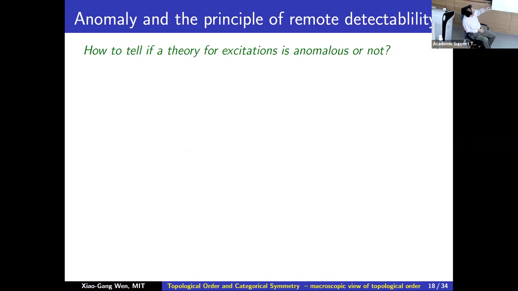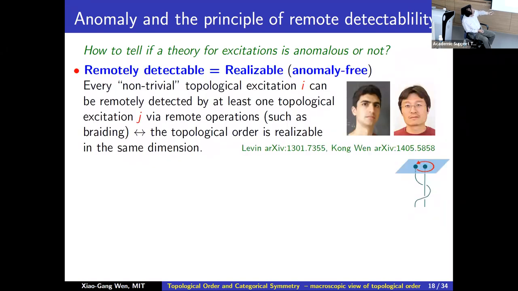So this is really trying to say there's another requirement I didn't put in: the topological excitation should be detectable remotely. In a reasonable realization, this topological excitation should be detectable remotely. If that happens, it can be realized by a lattice. If not, then it is not realizable by a lattice. So in a sense, one way to probe remotely is braiding: one particle and another particle as a detector.